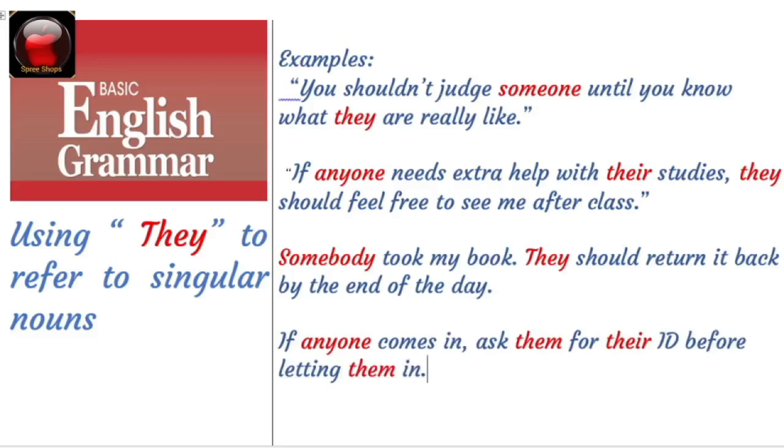Another example, if anyone comes in, ask them for their ID before letting them in. We use anyone and we use them as an object pronoun to refer to anyone, and we use their, the possessive adjective, to refer to anyone, and we use them again as the object pronoun. This is how we use they and their or them to refer to a singular noun.